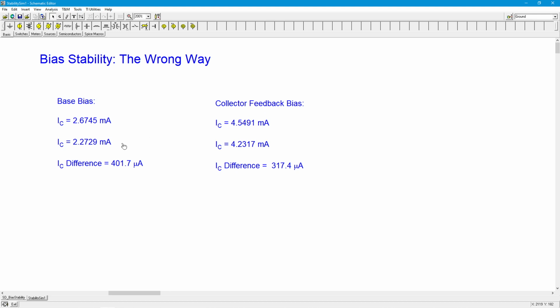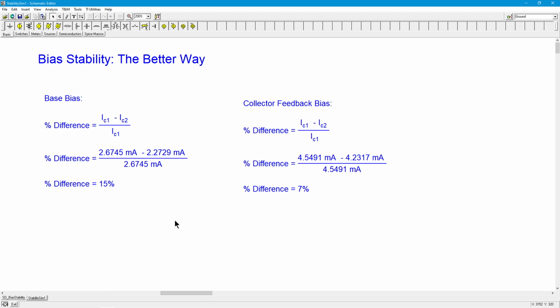So what's the proper way to do that? What's a better way to do this computation? Well, you take the difference, but you compare it against a reference. For the base bias, I would take the difference, subtract those two things, which gives you that 400 microamps, and then divide it by one of the currents. Compared to the max current, we find a difference of 15% on the base bias. When you do the same thing for the collector feedback, the difference divided by the first one, we find a difference of only 7%.